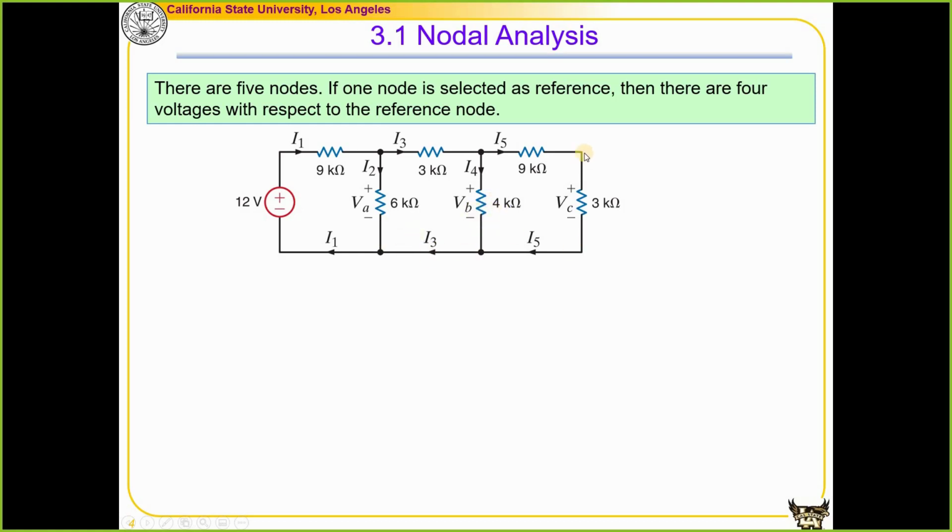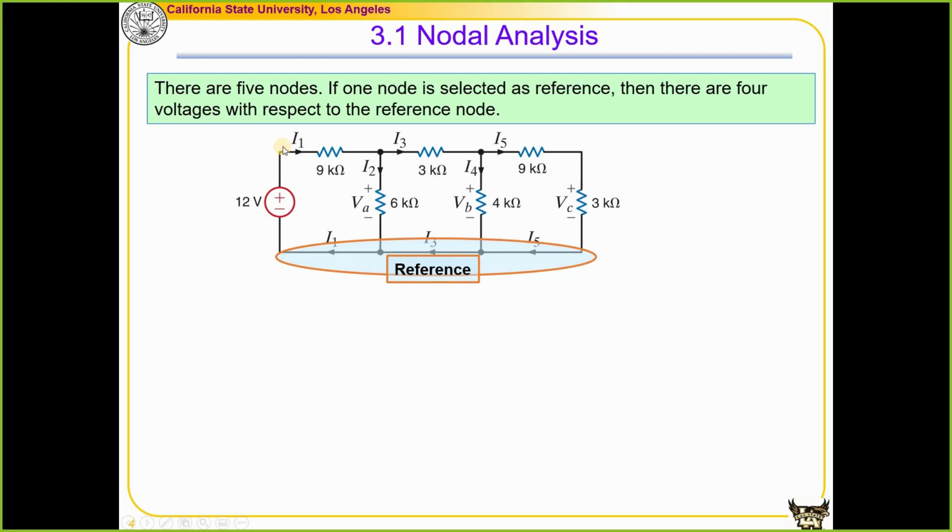This is 1 node, and there's another node over there, although we don't have a dot. So there are 5 nodes in the problem, and if 1 node is a selected reference, there will be 4 voltages with respect to the reference node. For example, I select this node as reference, and this will be one node that has the nodal voltage of this point with respect to the reference.